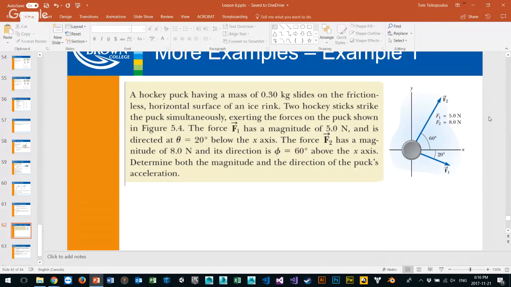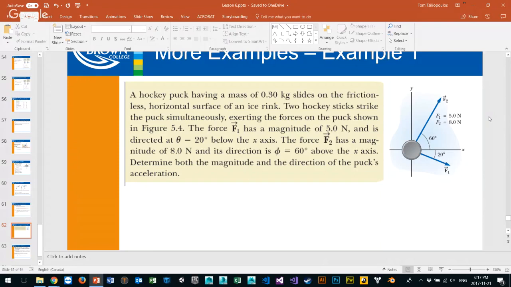So imagine there's a stick that hits the puck that makes it go this way, and another stick that gives force to the puck this way. Obviously, it's going to be somewhere in the middle. That's what you're going to get, right? You're going to get some forces in the middle. But the challenge is we have the total forces. We have 5 newtons for F1 and 8 newtons for F2.